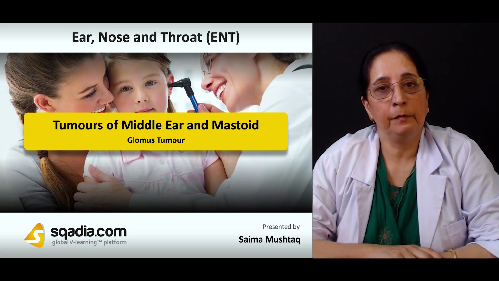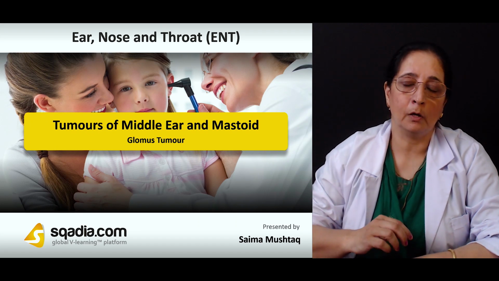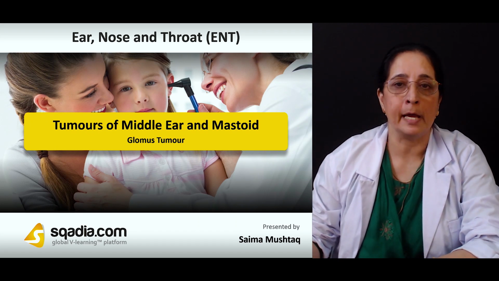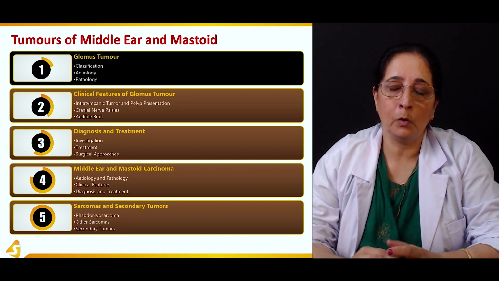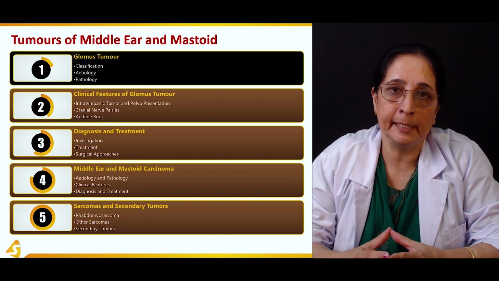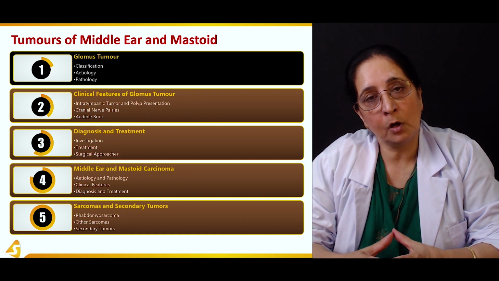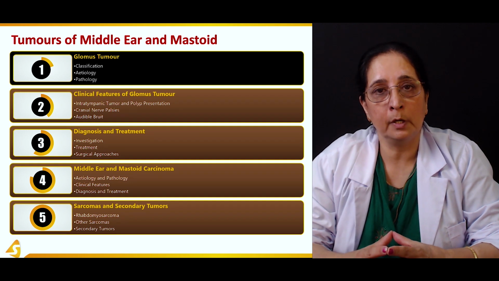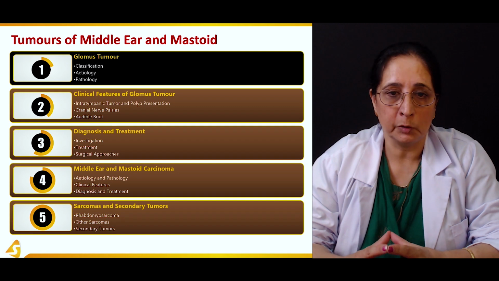In the first section of our lecture, now we will talk about the glomus tumor of the middle ear and mastoid. In this section, we will talk about the classification of the glomus tumor, what's the etiology and causes of the glomus tumor, and what's the pathology of the glomus tumor.